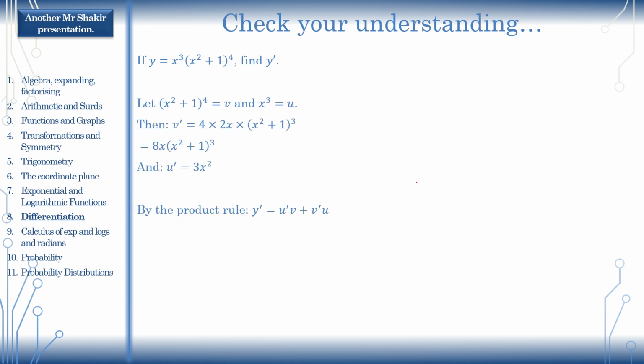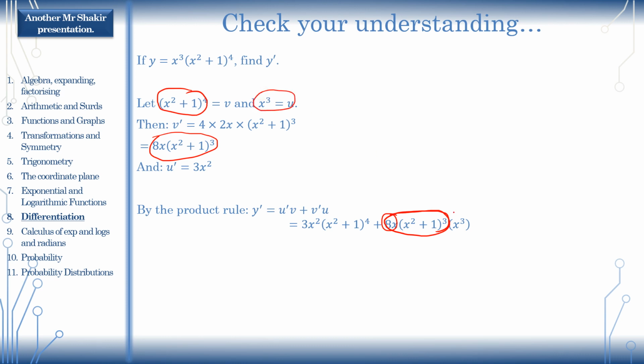Anyway, so you have that. By the product rule, you have that, and then you substitute in. U dash is 3x squared. V, leaving v alone completely, is that. And then you have v dash is 8x. V dash was 8x, sorry, was that whole thing. Sorry about that. And then multiplied by u, and u is x cubed. So write x cubed here.